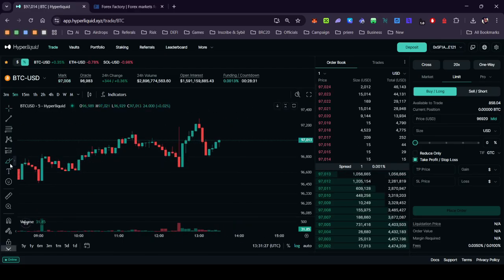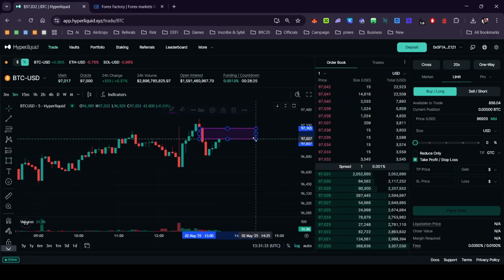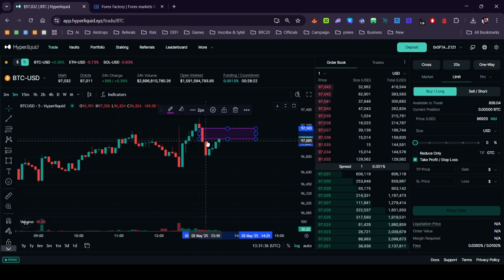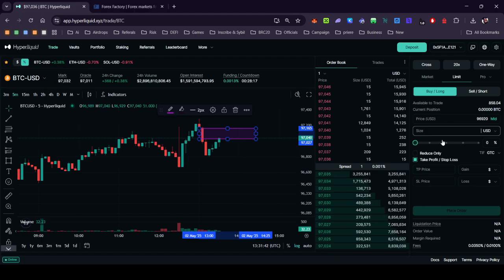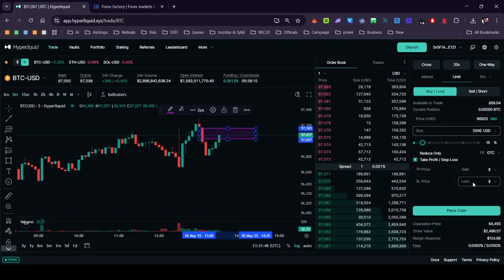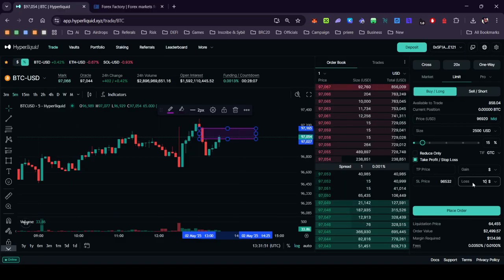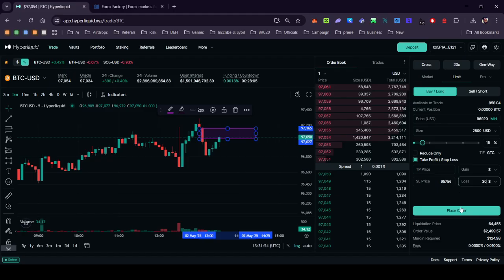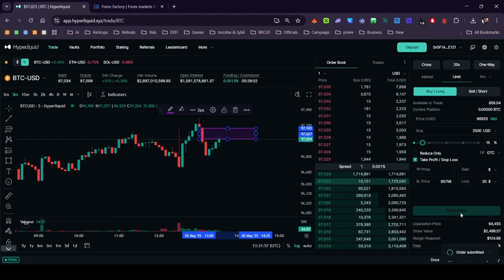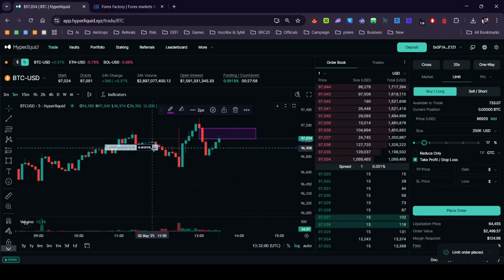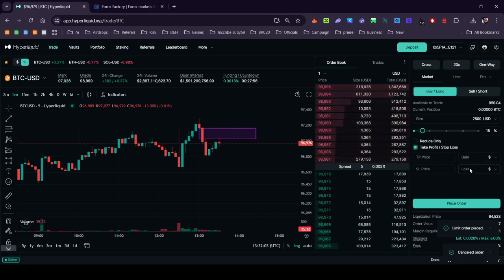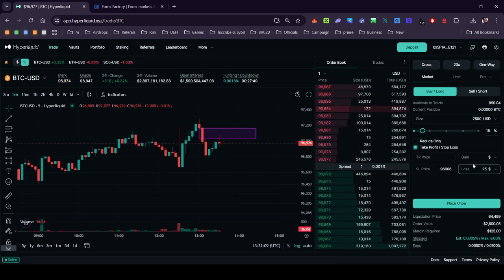Currently highlighting the fair value gap. And price is diving into the fair value gap, rejecting current level. So I'm gonna open a $2,500 trade. Okay, I think I opened the trade a little bit lower. Okay, it was a limit order. And limit order got closed already.